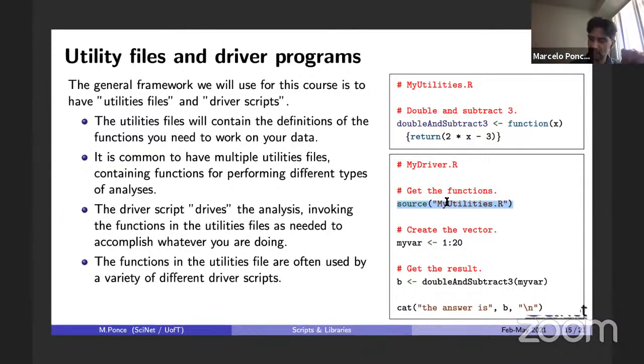It basically ends up doing whatever has to be done. Okay? So let's take again the example of my utility file, where I just define the double and subtract 3 function. This function is quite simple. It just receives a number or a vector, multiplies it by 2, and then subtracts 3 from the number or the vector. So how will my main driver script look? Well, the first thing is it will identify itself with a comment saying, okay, I'm a driver script and I do whatever I have to do.